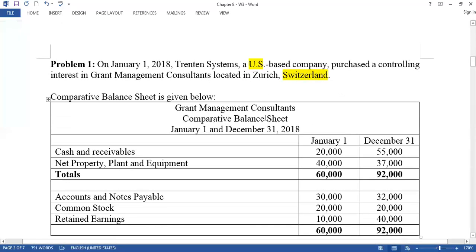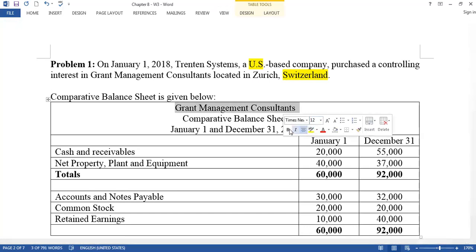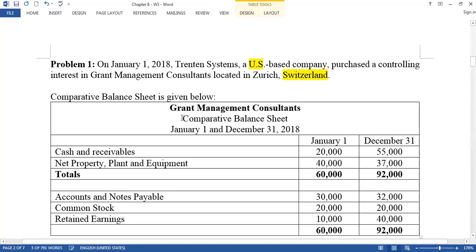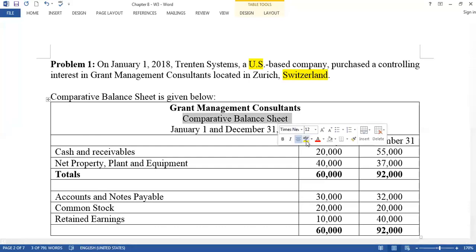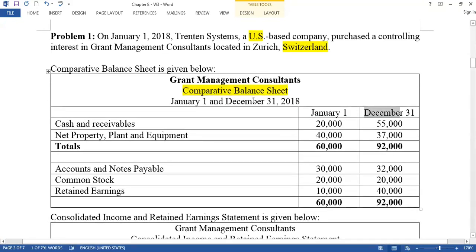Now we got the comparative balance sheet, income statement and retained earnings statement from our subsidiary company. Comparative balance sheet means comparing the beginning and the ending balance. That's why it is called comparative. So we have beginning balance data and ending balance data. This is the January 1st data for assets, liabilities, common stock and retained earnings, and this is the December 31st. So this is the balance sheet.